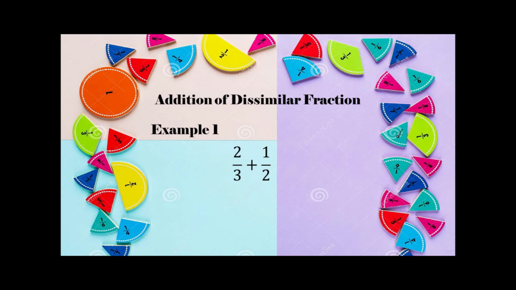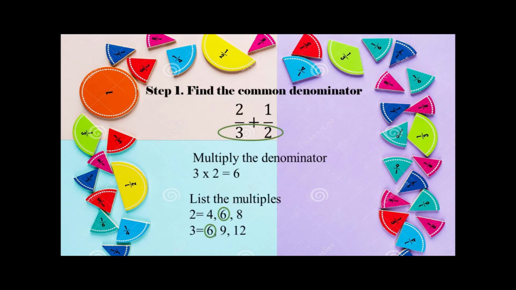Let's move on to the addition of dissimilar fractions. Example number 1, we have 2/3 plus 1/2. Step number 1, find the common denominator. We have two ways to get the common denominator: multiply the denominators, or list down the multiples. Let's multiply the denominators. Our denominators are 3 and 2. You multiply them and you will get 6.